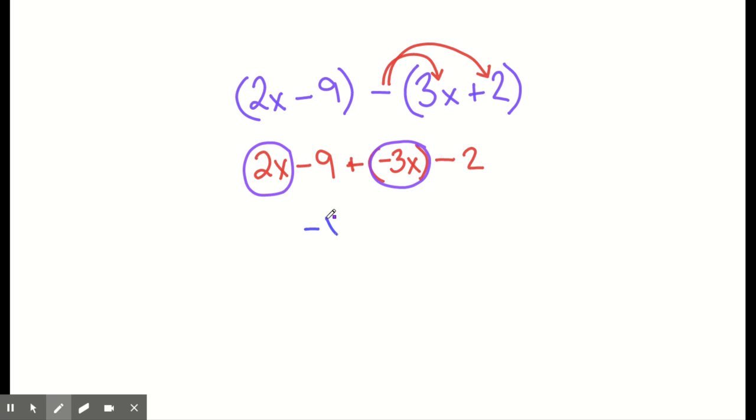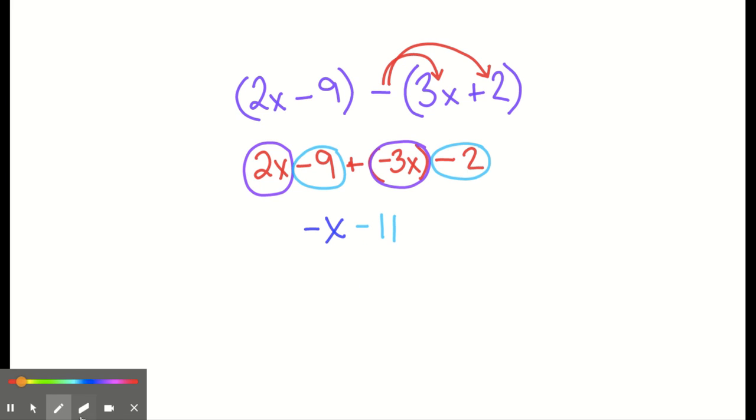So negative x. And then the other like terms we see are a negative 9 and a negative 2. See how I'm circling those subtraction signs to include them with the constant. So a negative 9 plus a negative 2 will give me negative 11. So our simplified expression here after subtracting would be negative x minus 11.